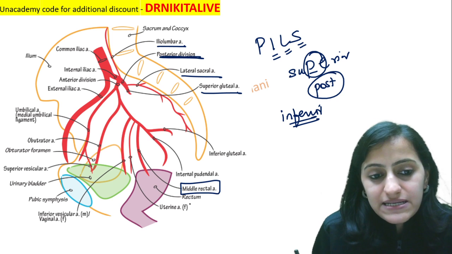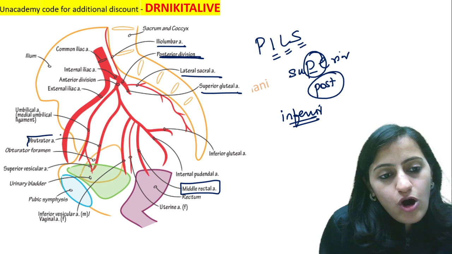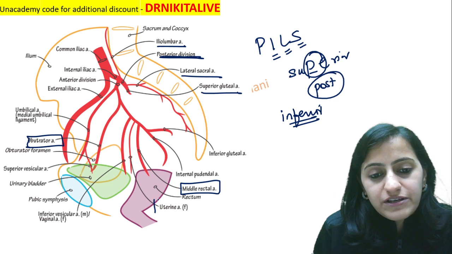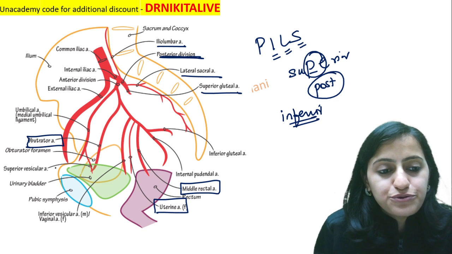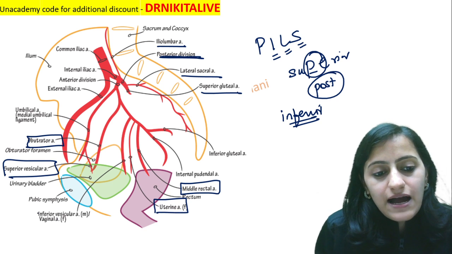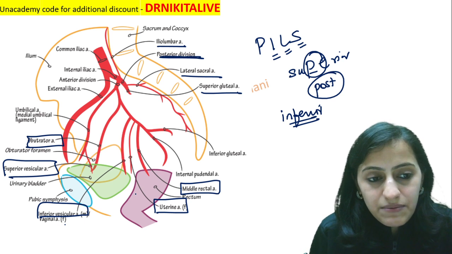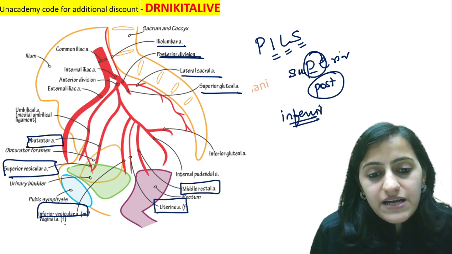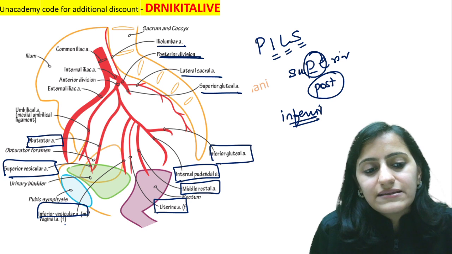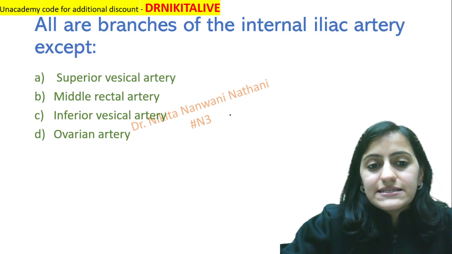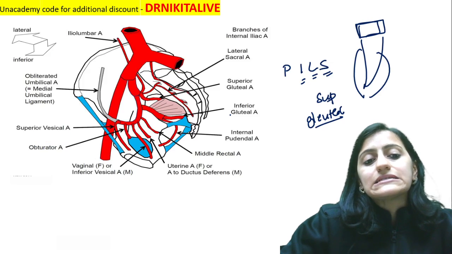So we have the middle rectal artery. We have the obturator artery, O. We have the uterine artery, U, MOUS. Superior vesical artery. Inferior vesical artery, that is the vaginal artery in females. Then we have the rest of the I's: internal pudendal and the inferior gluteal. Right, these are the branches of the internal iliac artery.